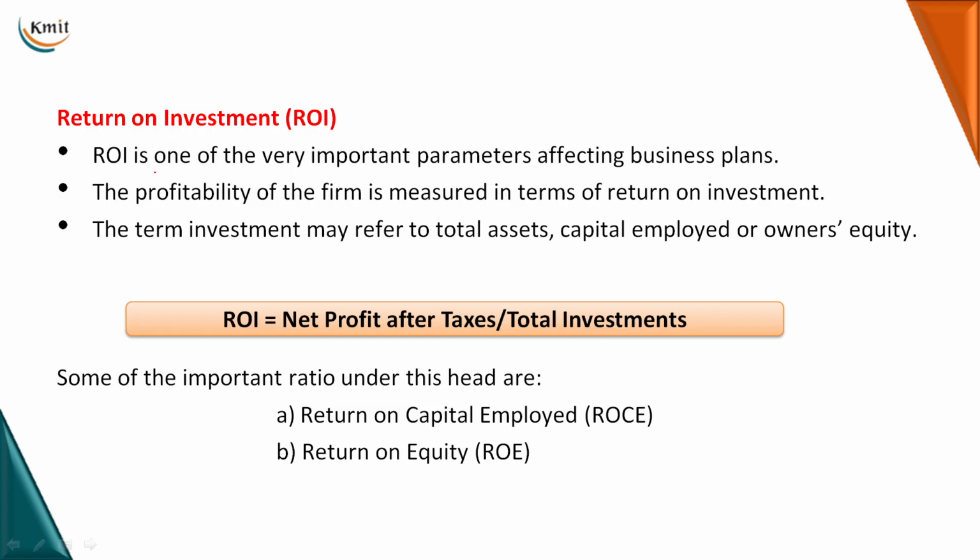Return on investment. Return on investment is one of the very important parameters affecting the business plan. The profitability of the firm is measured in terms of return on investment. It refers to all the total assets, capital employed, and owner's equity. This is the formula: ROI is equal to net profit after taxes divided by total investment. We just now learned how to calculate the net profit after taxes, right? The same procedure has to be followed here also.